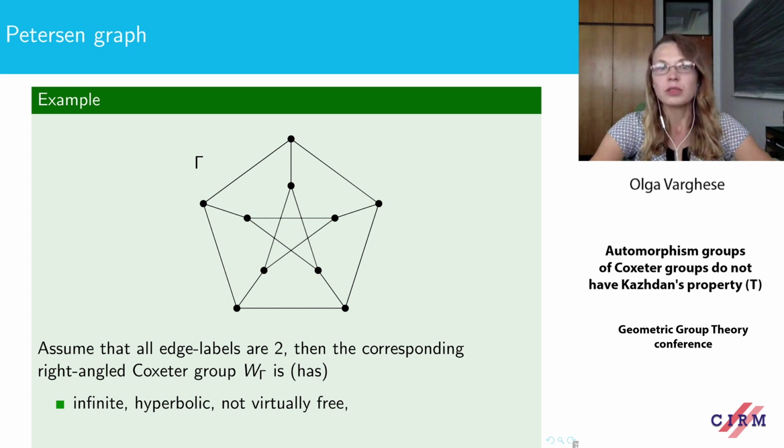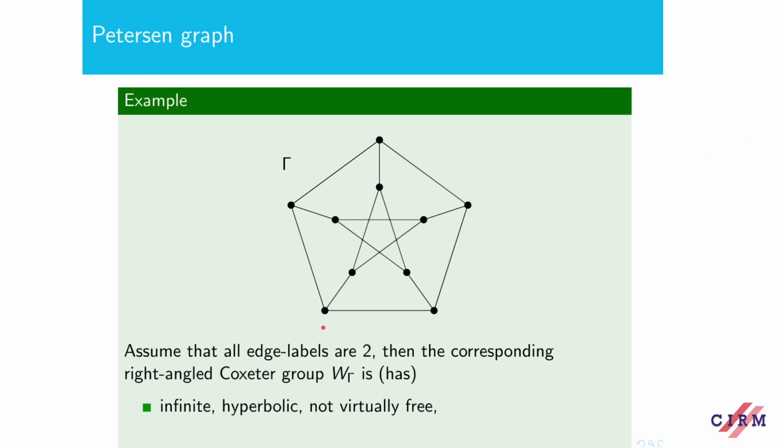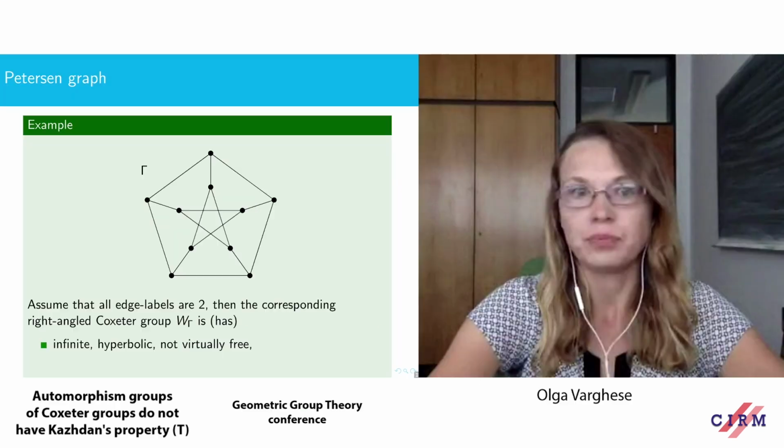Okay, the Coxeter group is not virtually free. Virtually free Coxeter groups were described by Michalik and Chanst. They showed that a right-angled Coxeter group is virtually free if and only if it has no cycles of length greater than or equal to 4. The Petersen graph has a pentagon as a subgraph here. Hence, the corresponding Coxeter group is not virtually free.